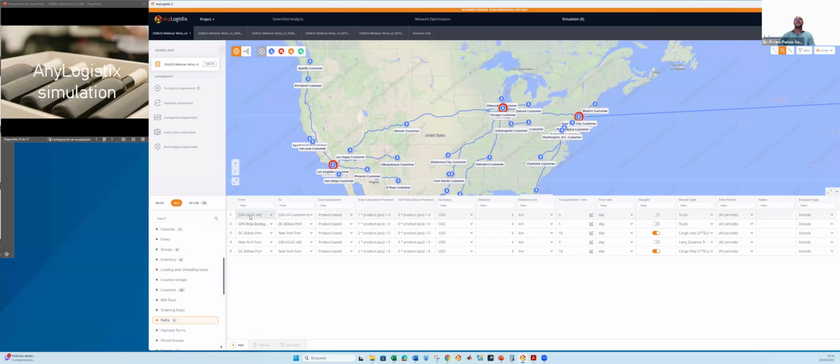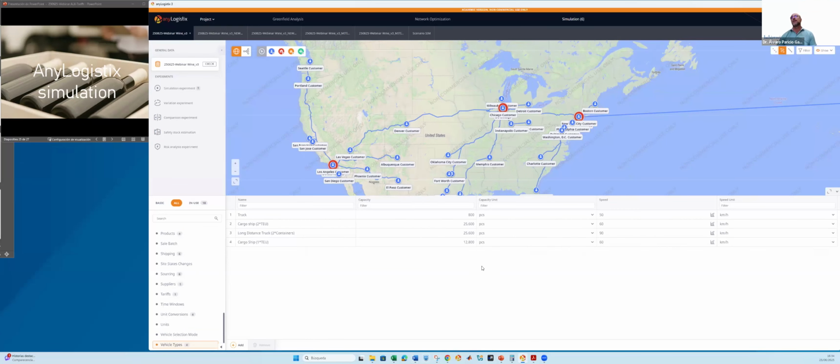For connecting the distribution center to the customer, we're using trucks, but connecting the Bilbao port to New York, we're going to use cargo ships of 2 containers. And from New York port to all the rest of the distribution centers, we are going to use long distance trucks that are handling the containers as well. So we need to check these vehicles that are pre-configured. Everything here is part of the baseline of our simulation.